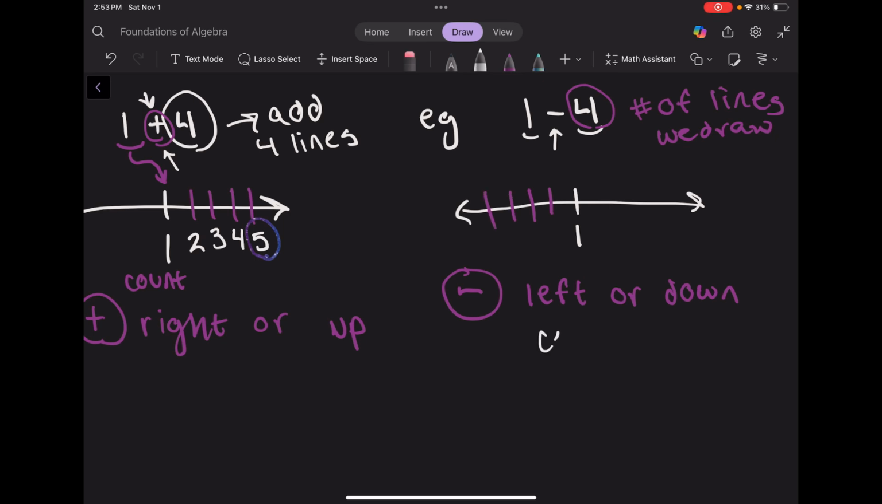And then what happens is we count the number of lines there. But since we're moving to the left, this is going to be 0. And then this one's going to be -1, -2, and the last one is -3. So we're counting backwards now. We're moving backwards and we're going past 0 into negative number territory. And then where we end up is our final answer.